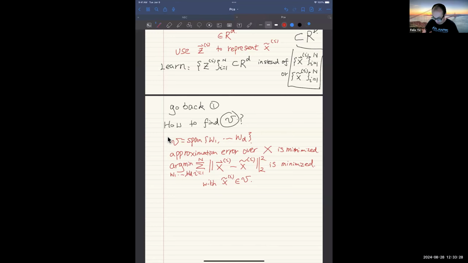But this is quite hard, right? I mean, a very tricky problem. So let's think about it a little bit. Let's take this objective function, the sum of squared distances.